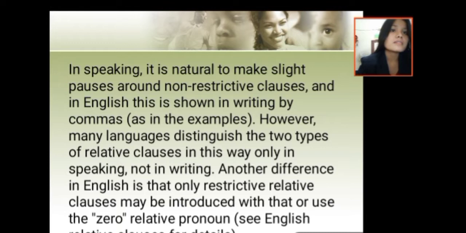In speaking, it is natural to make a slight pause around non-restrictive clauses, and in English this is shown in writing by commas, as in the example. However, many languages distinguish the two types of relative clause in this way only in speaking, not in writing. Another difference in English is that only restrictive relative clauses may be introduced with "that" or use the zero relative pronoun.